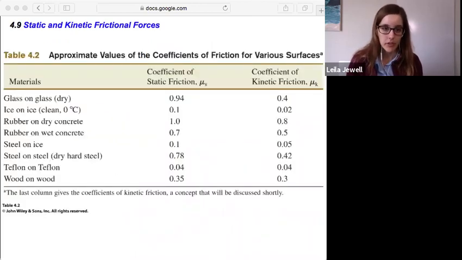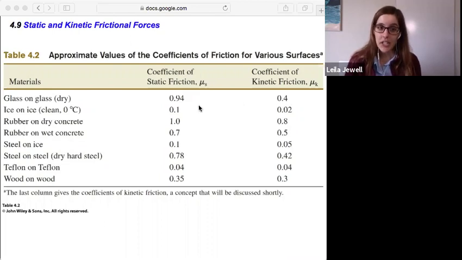So here's a table of the coefficient of static friction and the coefficient of kinetic friction. These coefficients, by the way, are always experimentally determined for two materials. So it's something, like I said, that has to be given to you either in a table or in the problem statement. All right, so we could have glass on glass dry. The coefficient of static friction is 0.94. Kinetic friction is half that, 0.4.